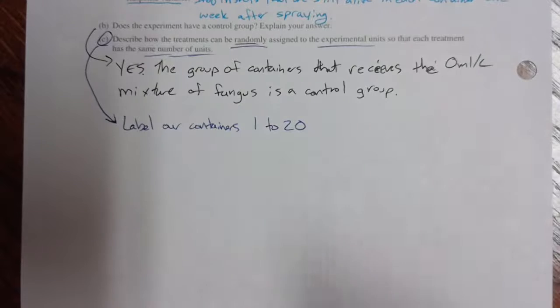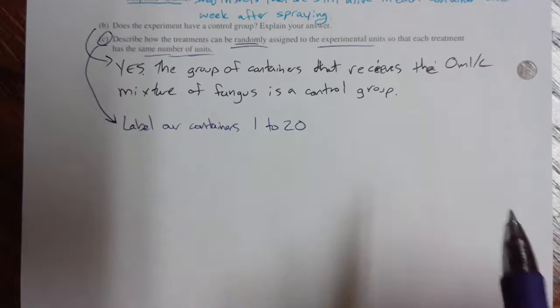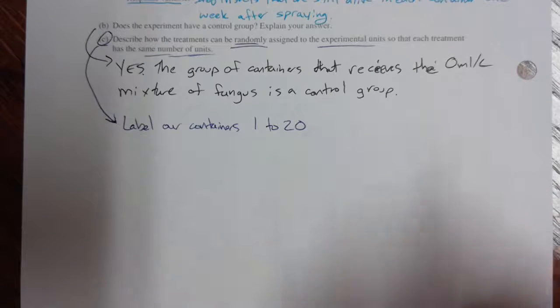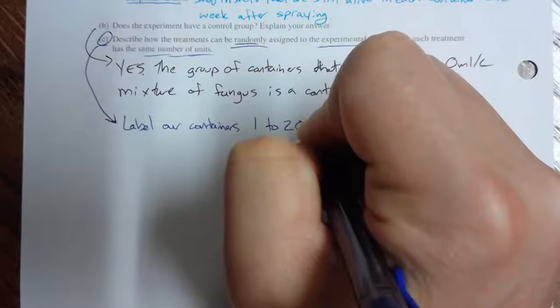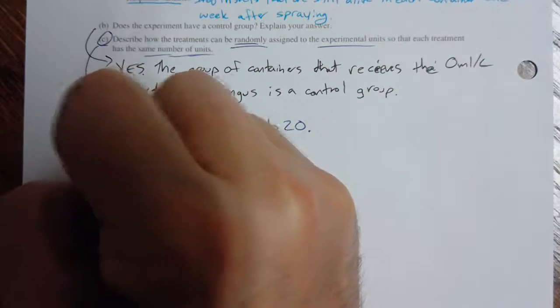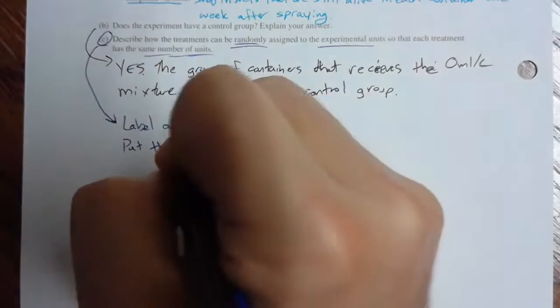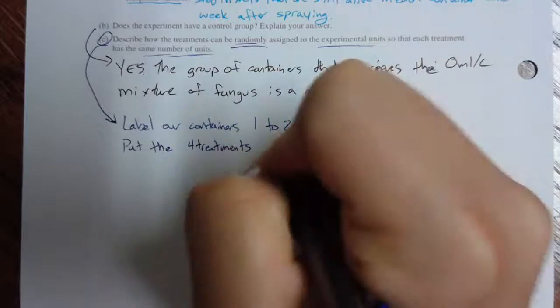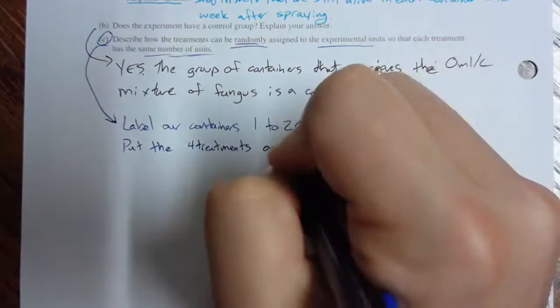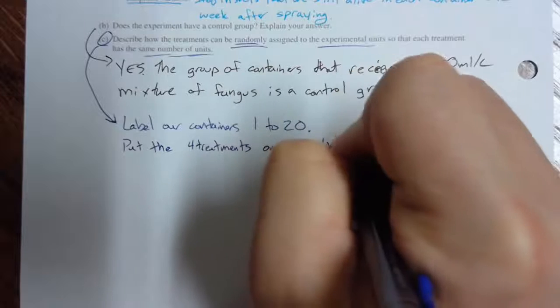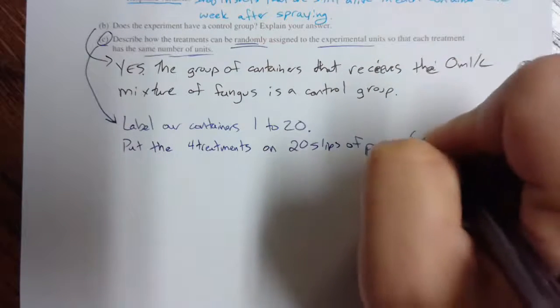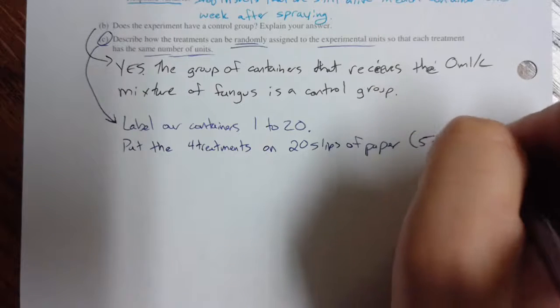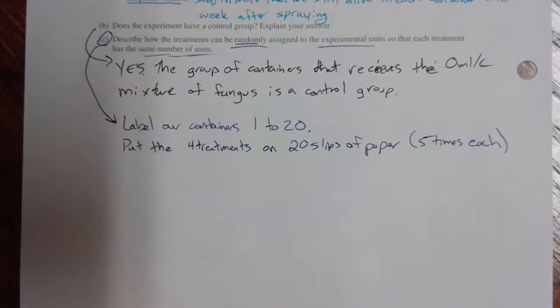And this part isn't random. We don't really care about the randomness. I just want to make sure that when we do grab our treatments, we assign them to a specific container. So next, let's put the 4 treatments on 20 slips of paper, and this would be 5 times each. And what this will do is we're going to put these pieces of paper in a hat. We'll just pull out one piece of paper for each of our containers, which will randomize our treatments.